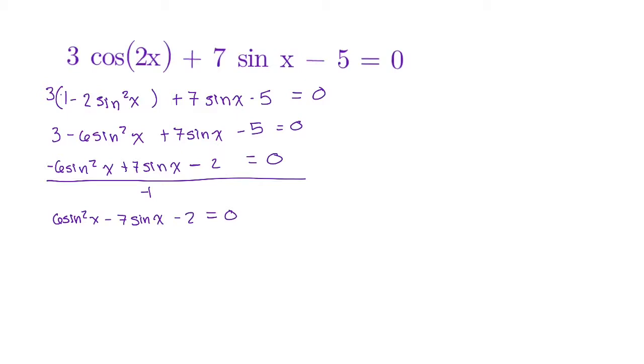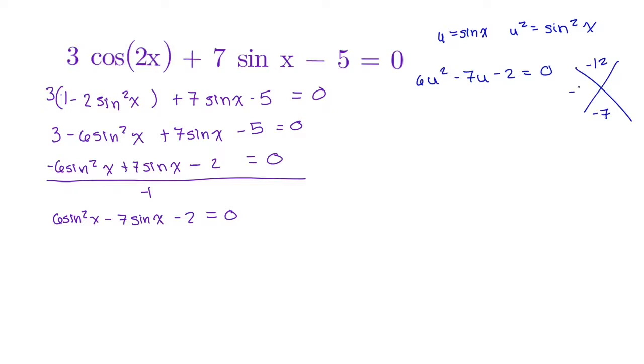Okay, again, I'm going to treat this like it is just a regular quadratic. I'm going to let u equal sine of x. So that means u squared is equal to sine squared of x. So I have 6u squared minus 7u minus 2 is equal to 0. I'm looking for factors of negative 12 that will add up to negative 7. That's negative 4 and negative 3.